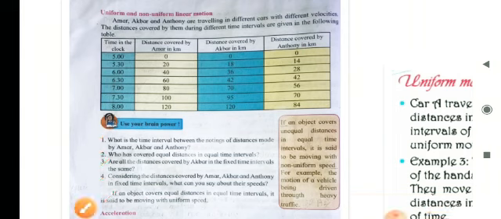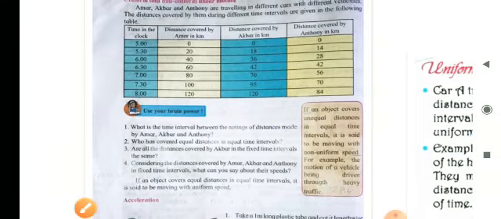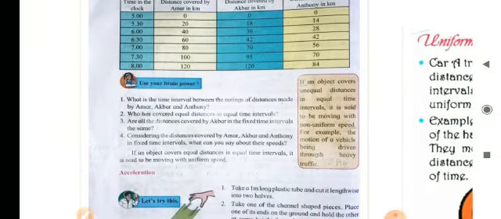If an object covers unequal distances in equal time intervals, it is said to be moving with non-uniform speed. So please mark this definition. For example, the motion of a vehicle being driven through heavy traffic.